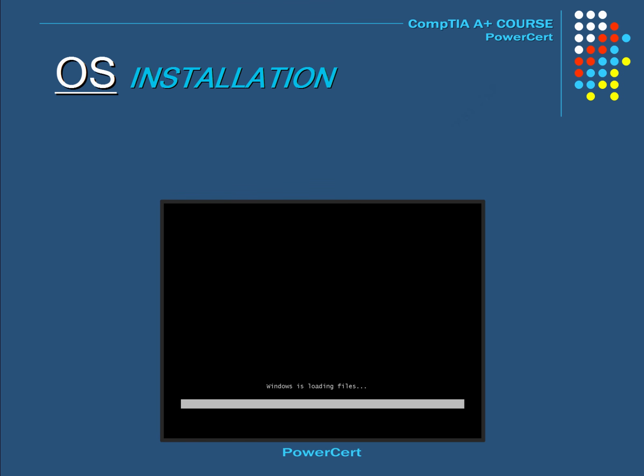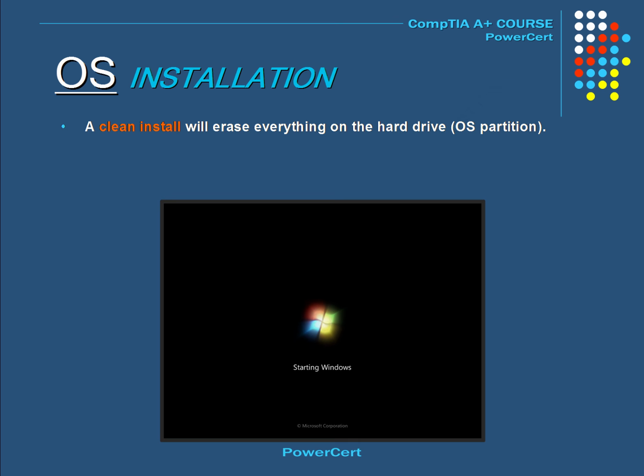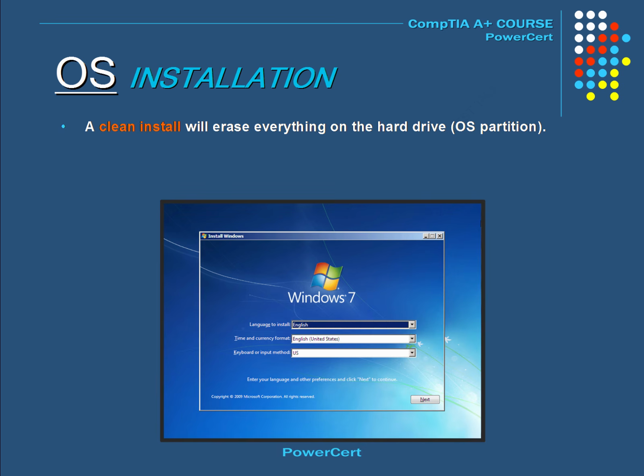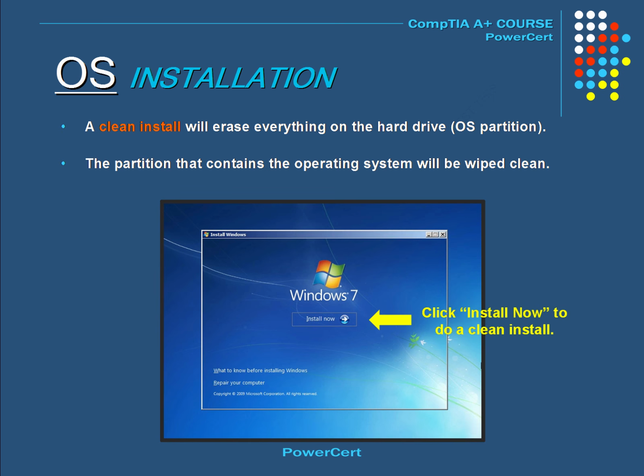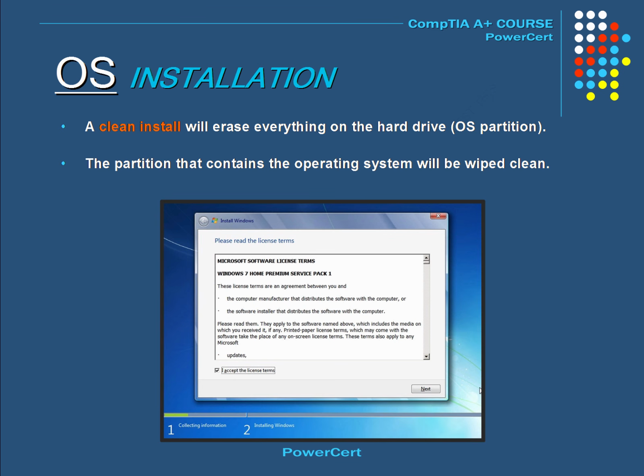A clean install, however, will erase everything on the hard drive. So whether the hard drive has existing data on it or not, the partition that contains the operating system will be wiped clean. So if you wanted to do a clean install, and you have confirmed your hardware requirements, the next step is to put the Windows operating system disk in the optical drive and boot the computer from it, and follow the instructions on the screen.